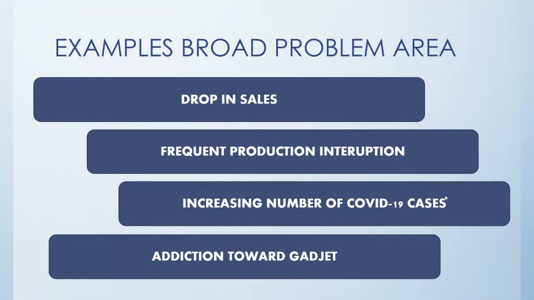Example of broad problem area, contoh yang ni lah, drop in sales. Kenapa tiba-tiba sales menurun? Frequent production interruption. Adakah sebab mesin ke? Adakah sebab manpower ke? Increasing number of COVID-19 cases. This is the new one lah. Kenapa number of COVID-19 cases increase? Addiction towards gadget. Ni pun dah isu dah agak lama jugalah.